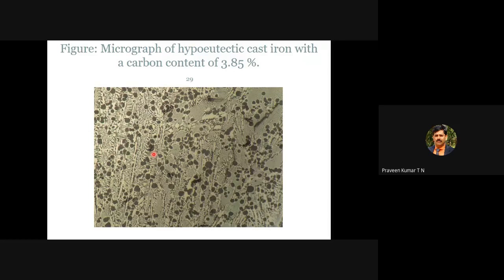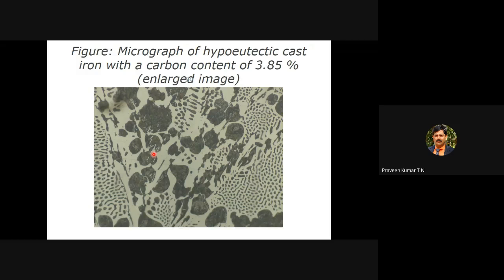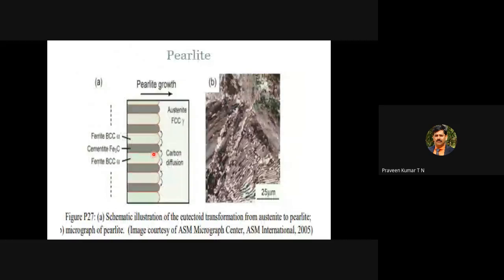Alpha iron is the solid solution. Delta iron is the solid solution. Then your gamma iron is also a solid solution. But Fe3C is a compound, formed because of the atomic bonding. So now if the percentage of carbon is very high, then you'll get these different structures.